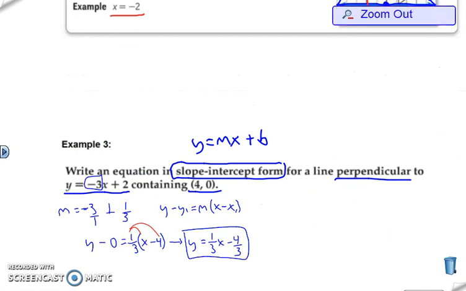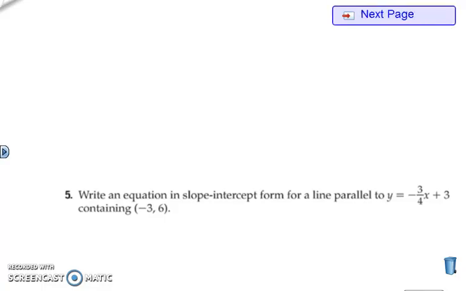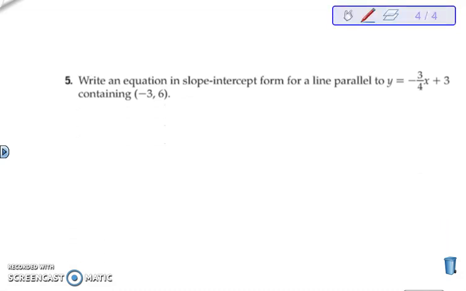All right. That's the last example for today. Try number 5 on your own, and I will see you next time.